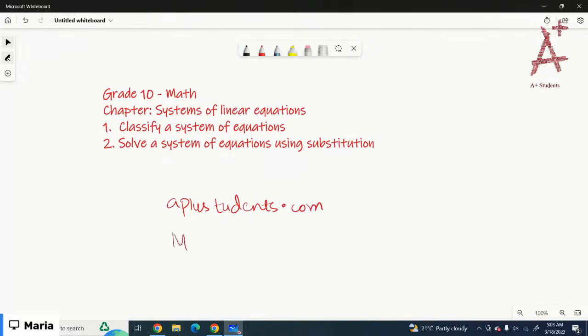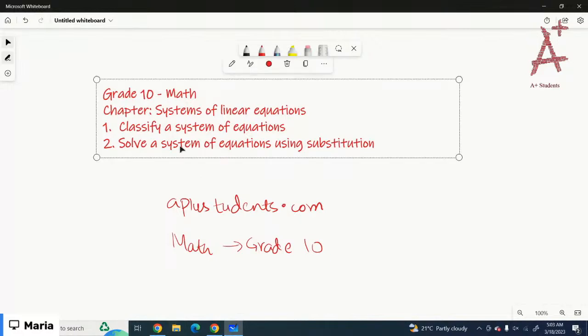Then you have to select math from the subject tab, scroll down to grade 10 and then click on view all lessons. There you can find a list of the chapters. We're going to start with the chapter system of linear equations. The lessons we're going to cover today are classify a system of equations and solve a system of equations using substitution. So let's just start with the chapter system of linear equations.